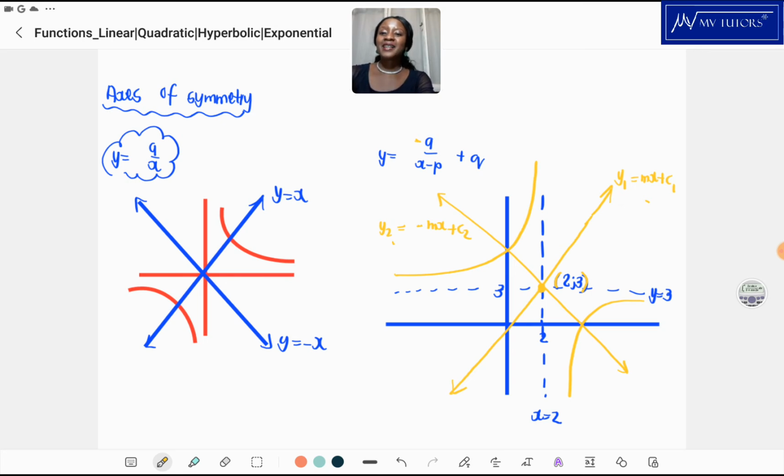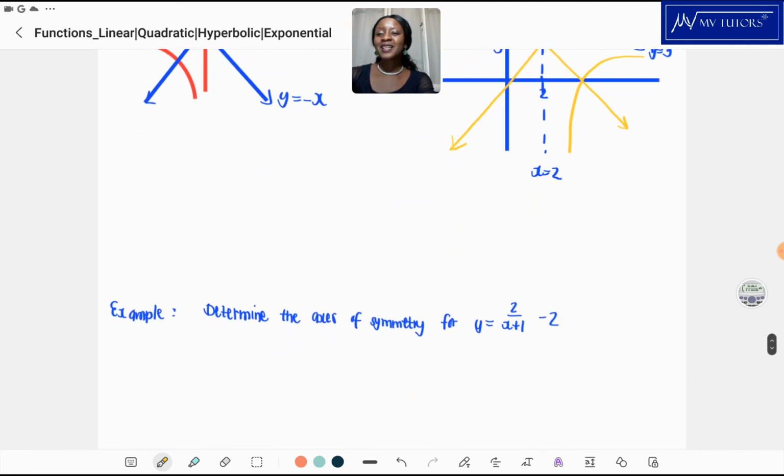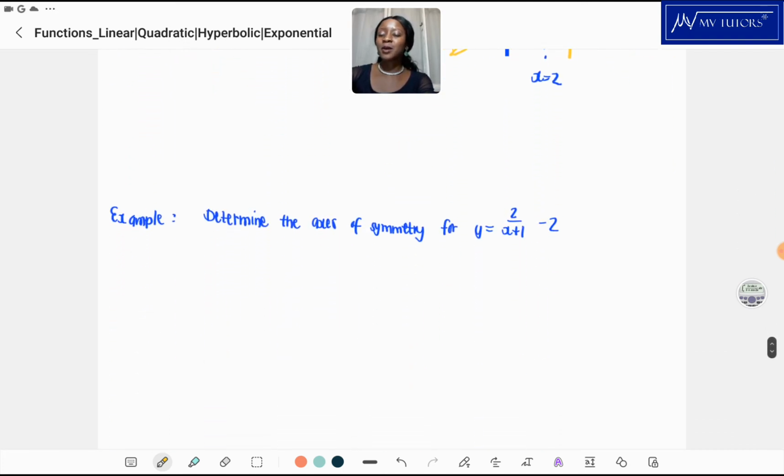But please don't get scared when you see this hyperbolic function has been shifted to the right or to the left, up or down. I don't know what to do. No, you can, and you do know what to do. So you can definitely do it. Now, if we look at an example, it says determine the axis of symmetry for y is equal to 2 over x plus 1, minus 2.